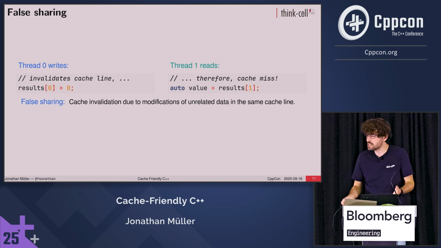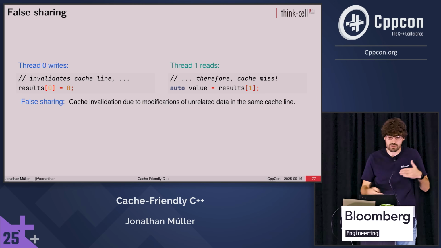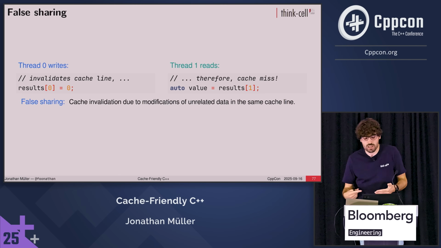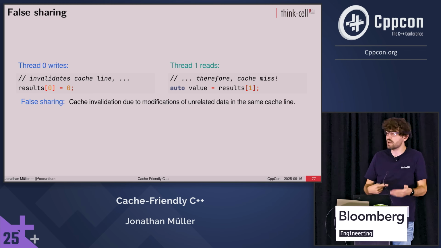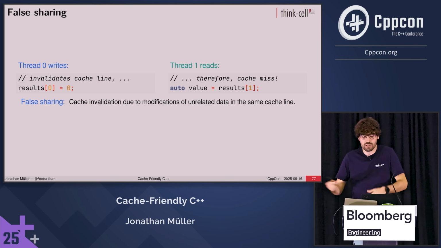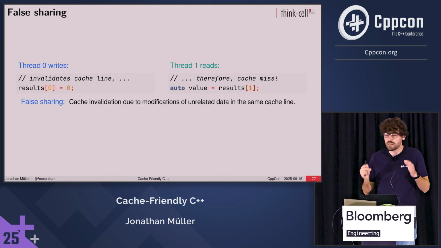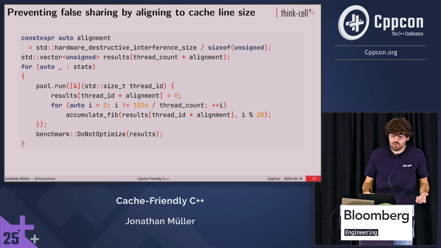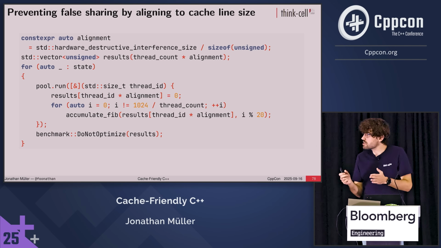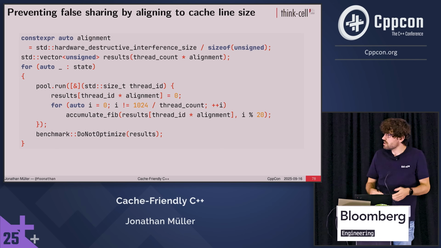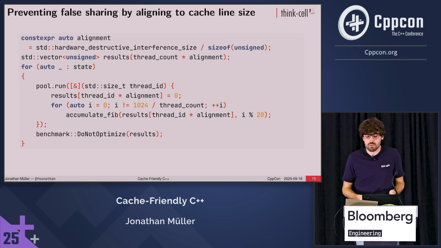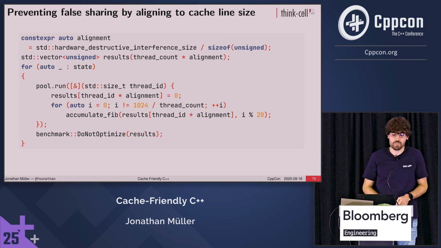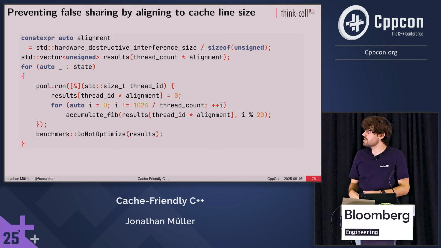And this is what happened in our example, right? We have the local results and we keep accumulating Fibonacci numbers on it. And every time we do, we invalidate the cache line and all the other threads have to reload it from main memory. It really tanks your performance, you want to avoid it. One way to avoid it is you make sure that each local accumulator lives in its own cache line by adding some padding space. So we get the alignment that we need.